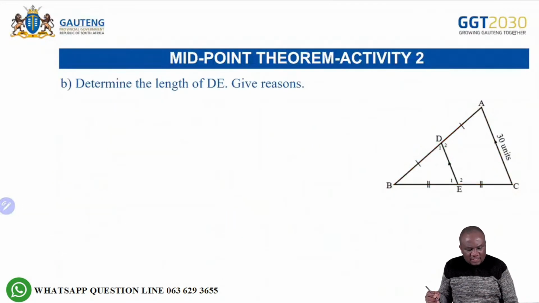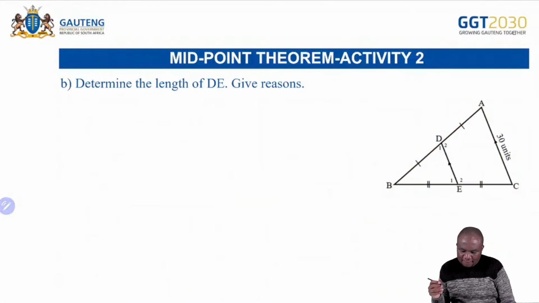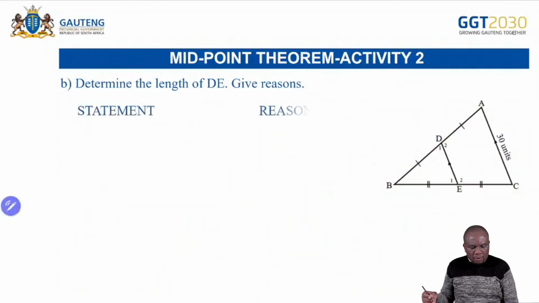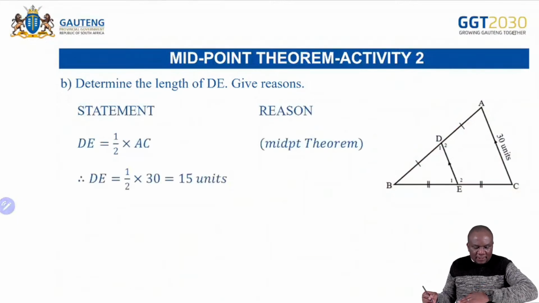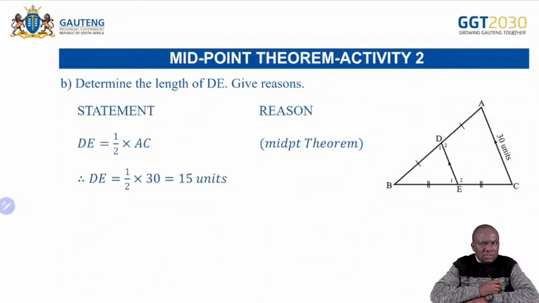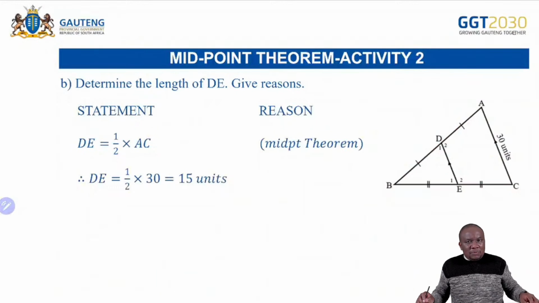Right. And then determine the length of DE. We say DE is half of AC. Midpoint theorem. So it means DE is 15 units. Right. Let's take a short break, grade 10s, and when we come back, I'll just show you the homework, and then after the homework, we summarize our lesson. Let's take a short break.